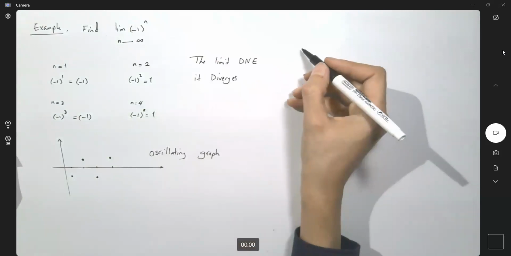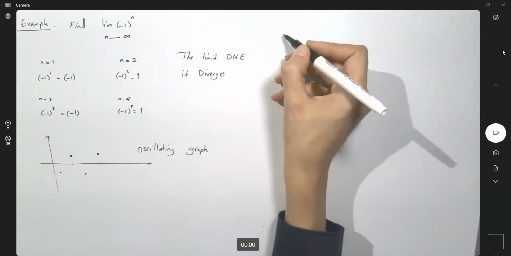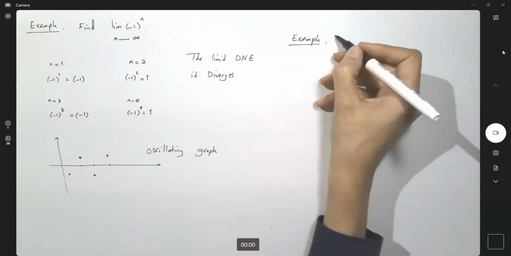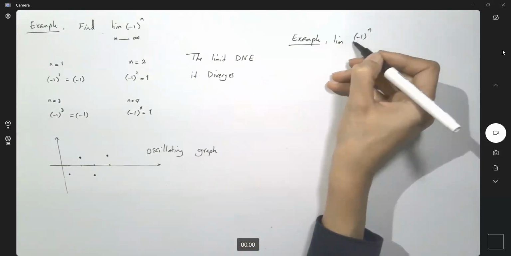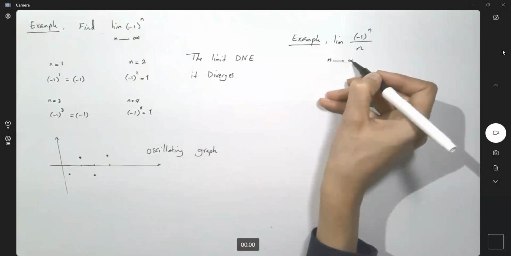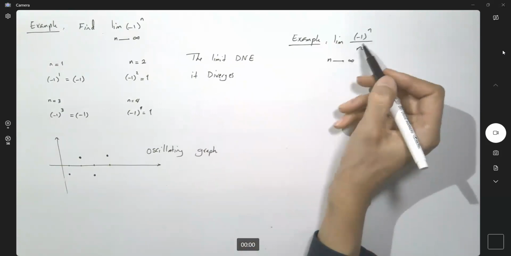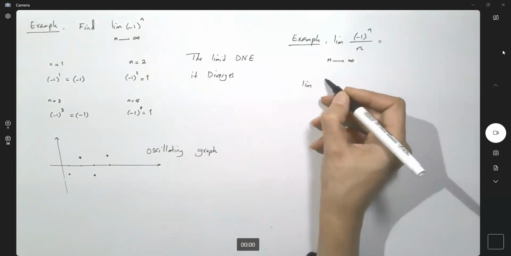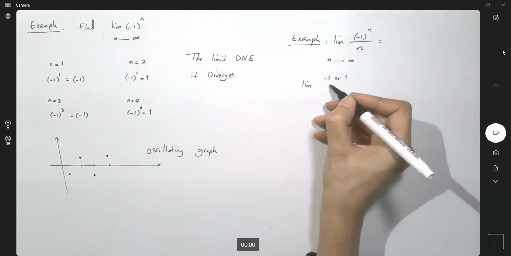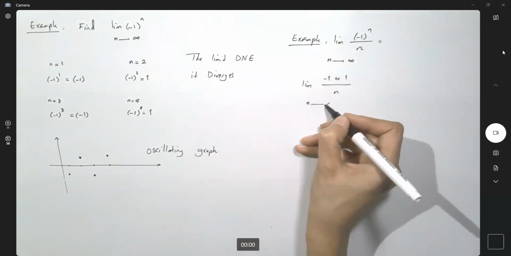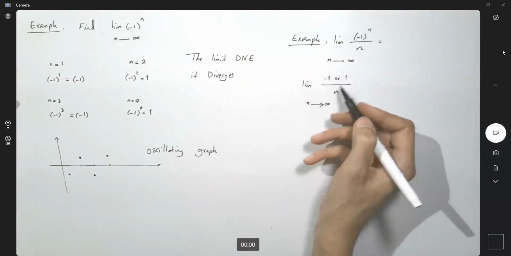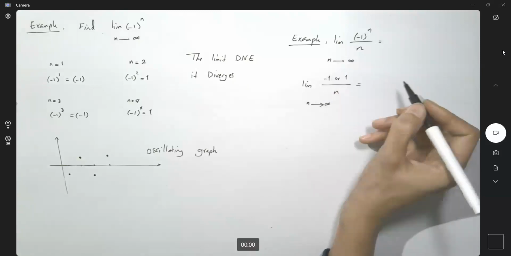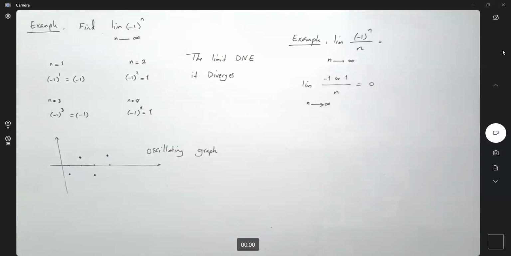However, if I change this example to the following, I ask you to find the limit of (-1)^n divided by n as n approaches infinity. On the numerator, you either have 1 or -1. This is basically the limit of 1 or -1 divided by n as n approaches infinity. It doesn't take any other values. So you're basically having a number divided by n, and n goes to infinity, so it is 0.